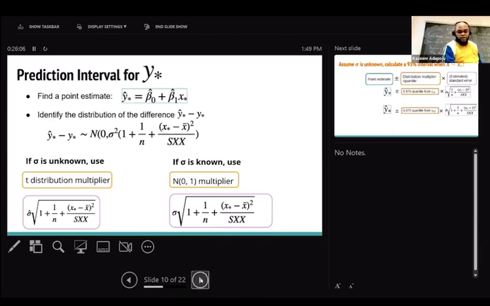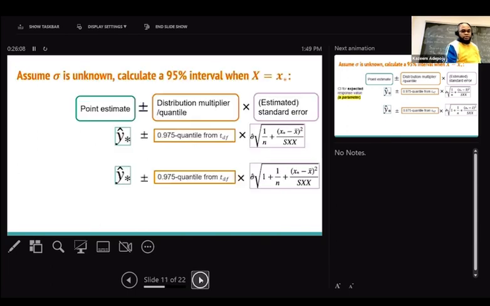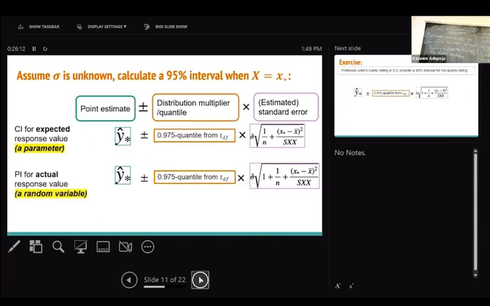Now, I want to take you to this. Let's say I want you to look at CI. What does CI represent? Confidence interval. It means I'm interested in the mean. Another name for mean is the expected value. But when you see PI, what am I interested in? The prediction interval for the individual.